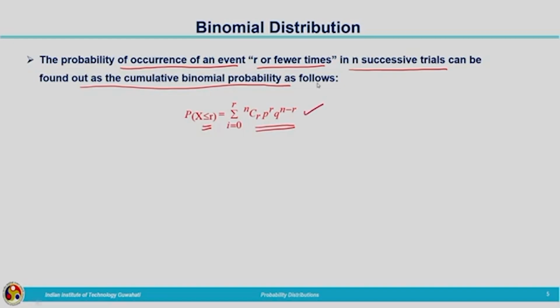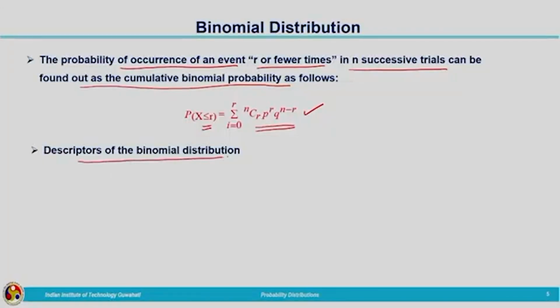P, capital X is our random variable. It is taking the values less than or equal to small r. That r is the value which we considered for the occurrence of an event exactly r times in n number of experimental trials. So, P(X less than or equal to r) is given by sigma i equal to 0 to r nCr p raised to r q raised to n minus r. So, this much about the binomial distribution and cumulative binomial distribution. Now, let us move on to the descriptive statistics related to binomial distribution, that is descriptors of the binomial distribution.